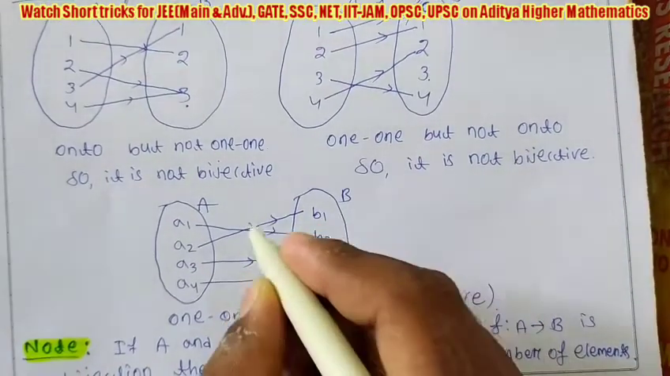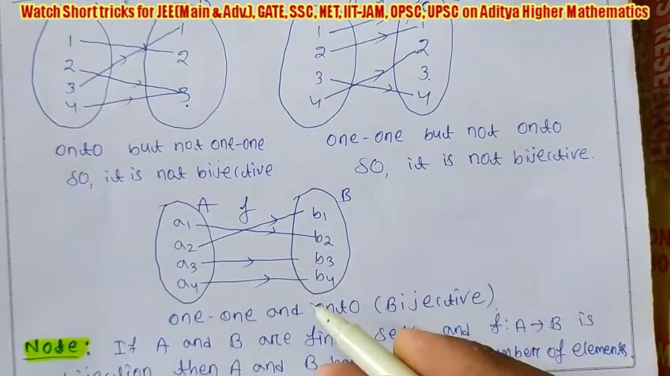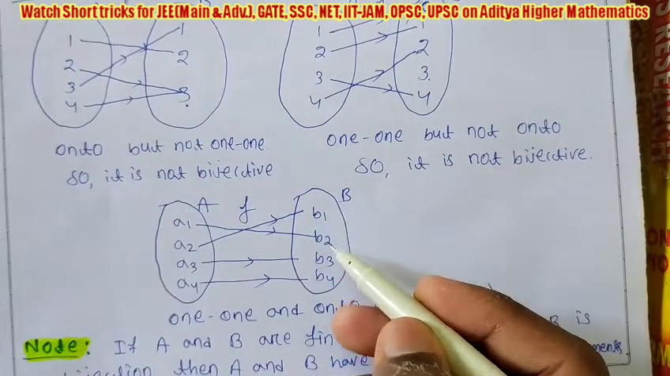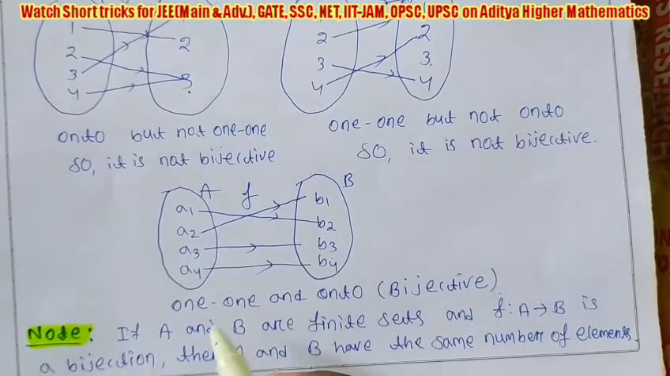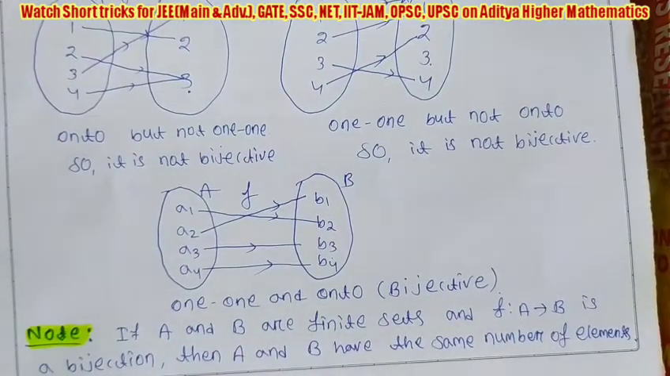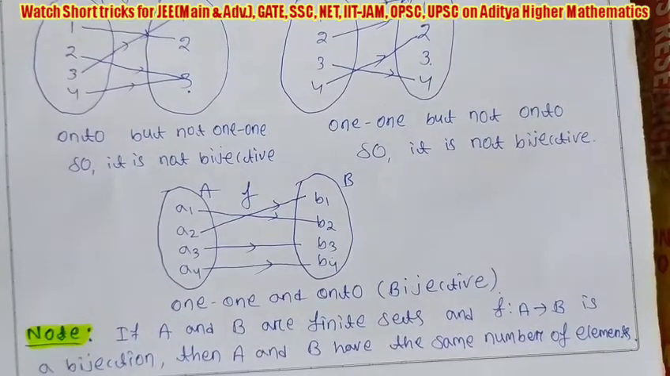Now observe that in this function, all of A1, A2, A3, A4 in the domain set have distinct image points. And every element in the codomain B1, B2, B3, B4 has a pre-image. That means it is one-to-one and also onto. That means it is a bijective function. And if you know the concepts of one-to-one and onto function, it is not difficult to check a bijective function. If it satisfies both conditions of one-to-one and onto function, then it is a bijective function. So watch my short tricks to check one-to-one function and onto functions. Then you can easily check whether a function is bijective or not.